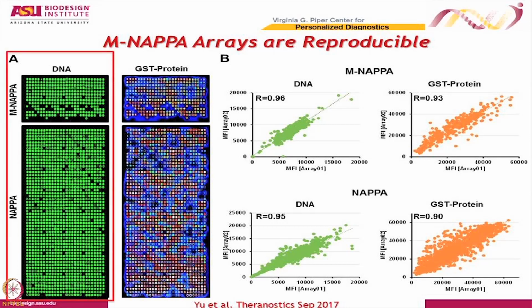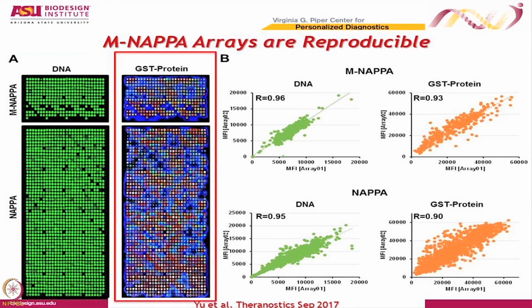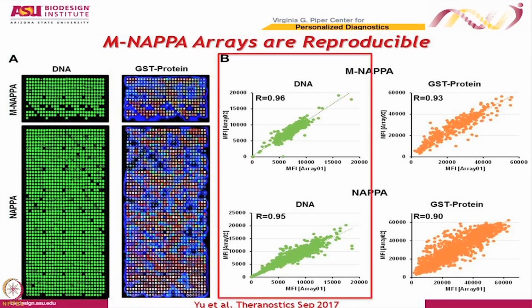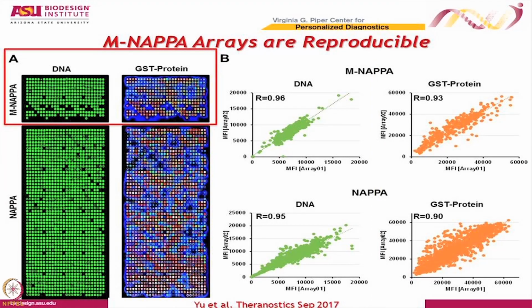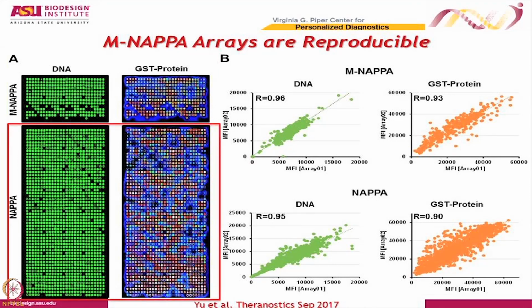All right, so this is the array printed with DNA. This is the array made with protein. And this compares the DNA from different arrays and then the protein levels from different arrays, just to show that they're reliable. This is a group of proteins up here printed as a mixed array, which is what we call multiplexed NAPA. Each of these spots contains 5 proteins apiece. The same proteins that are here are down here as individual proteins.